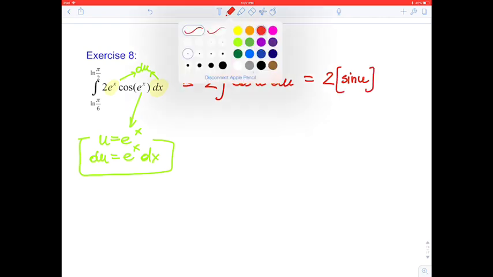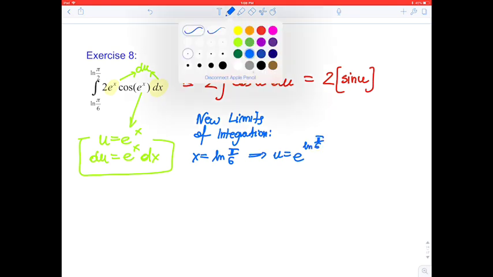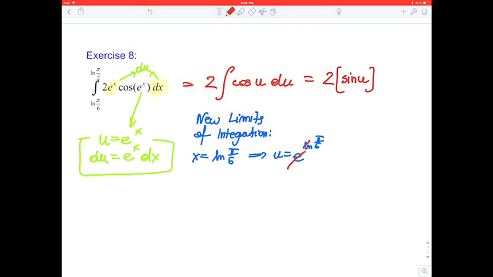Okay, what we need? We need new limits of integration. Let's see, x was natural log of pi over 6. Then u will be e to the power of ln of pi over 6. And we remember the cancellation equations. e and ln cancel out. That means this is just pi over 6.